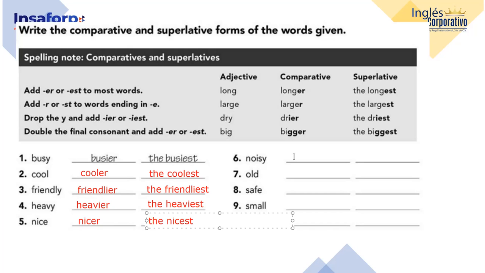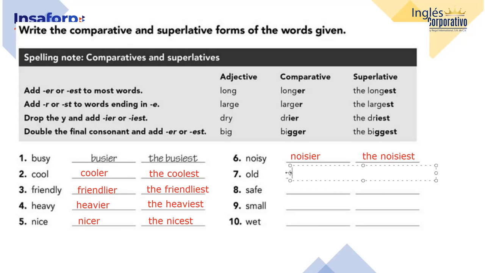Okay. Noisy. Noisier. And what about this one here? The noisiest. Very good. So we have noisier and the noisiest. What about old? Older. Very good. And what about the other one? The oldest. Thank you so much. Safe. Safer, very good. The safest, very good.